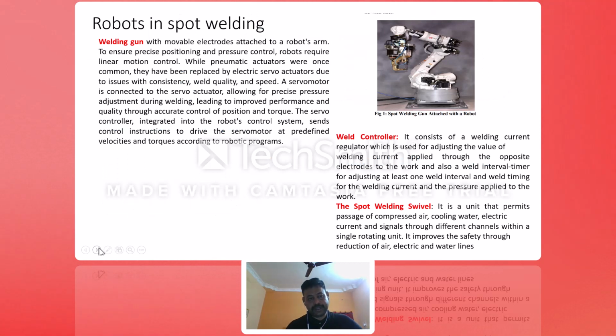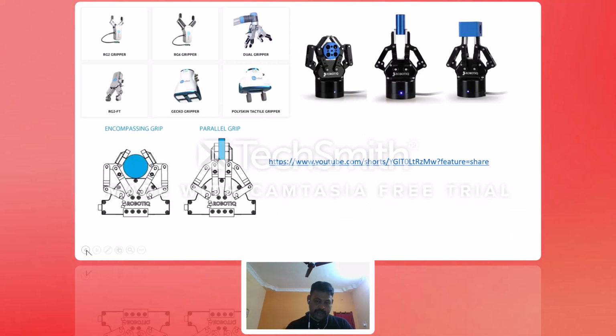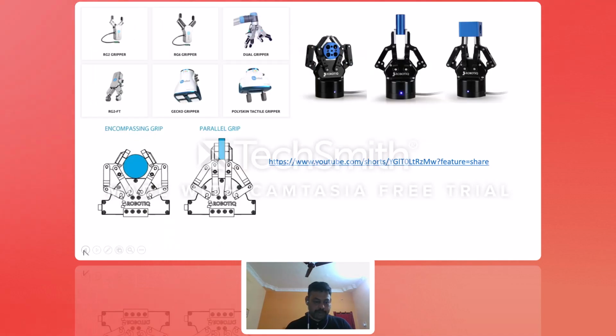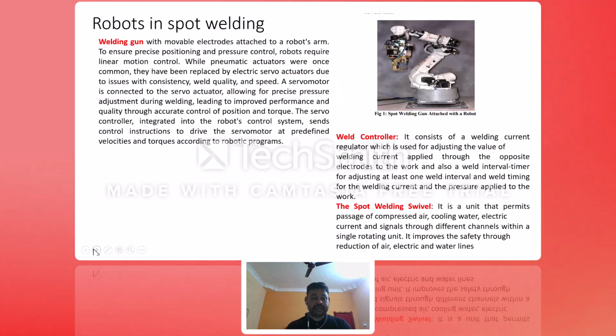Here, I am showing how a robot is used in spot welding. I already discussed this in the automobile example. So this is the spot welding process. I am providing the text to you. The important components are the welding gun, weld controller, and spot sealing. Here we have to supply the heat uniformly and control the holding time.